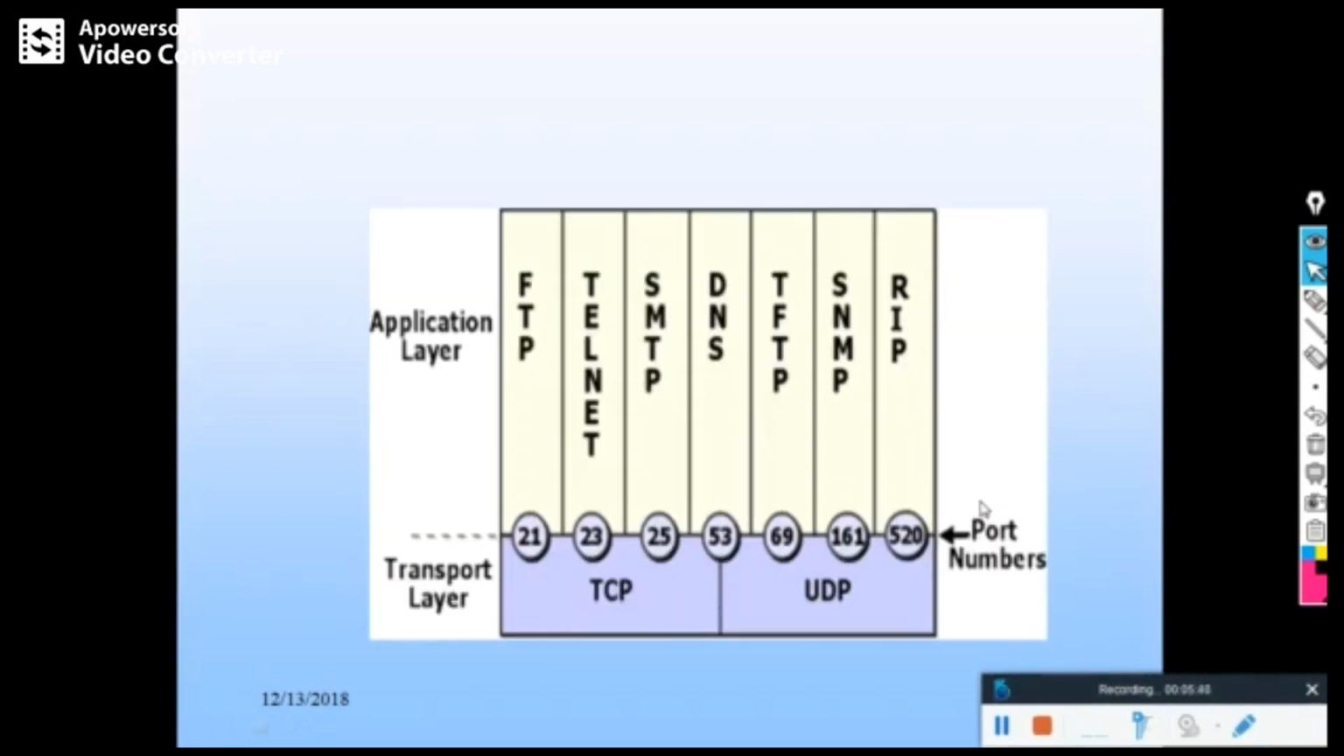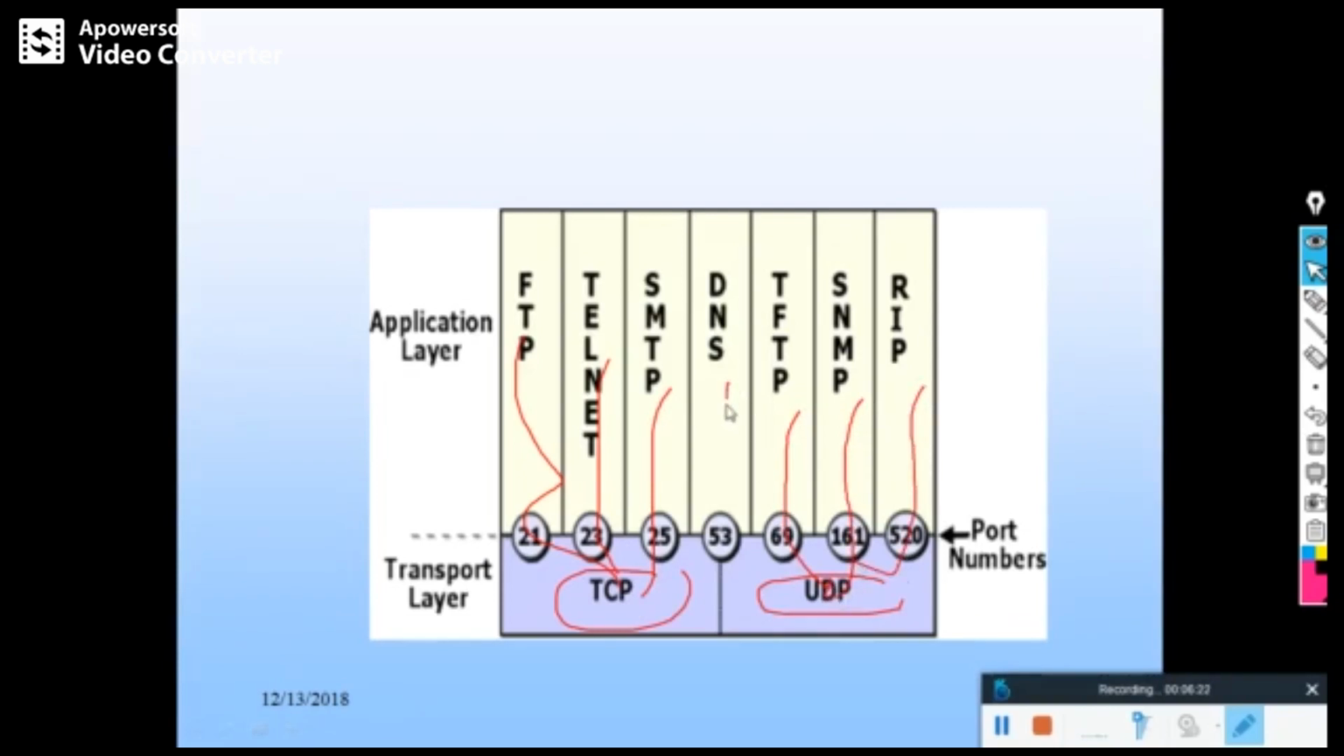You see here the application layer has several protocols. Below the application layer, the transport layer has two protocols, TCP and UDP. So our application layer makes use of one of these protocols, either TCP or UDP. That means it makes use of a connection-oriented or connectionless protocol. For example, FTP makes use of port number 21 TCP, Telnet port number 23 TCP, SMTP port number 25 TCP, TFTP port number 69 UDP, then SNMP, simple network management protocol, RIP, like this.